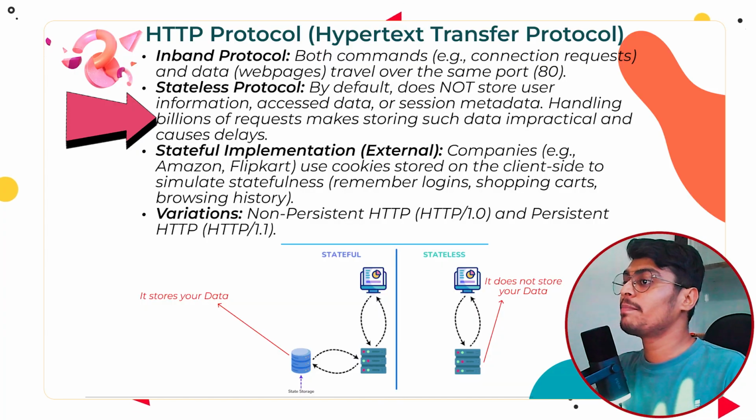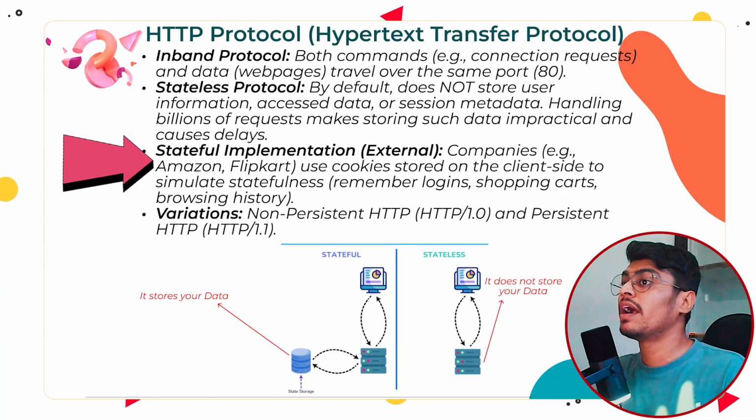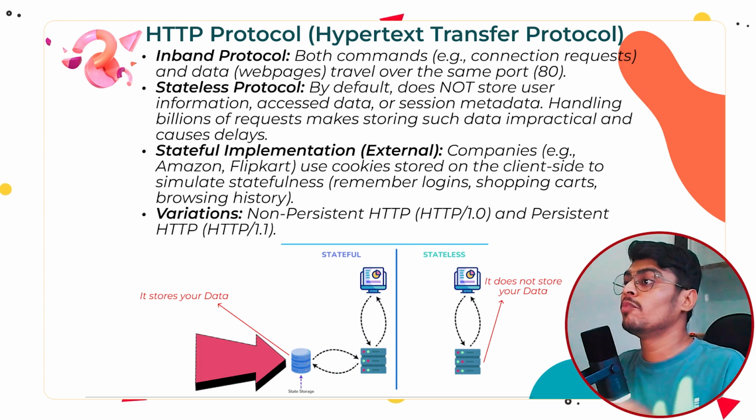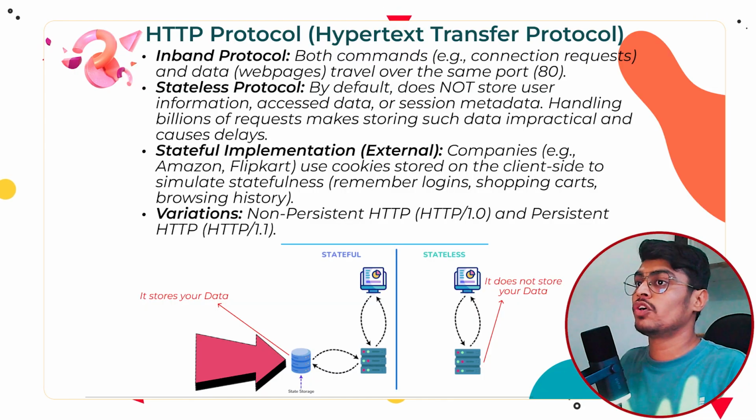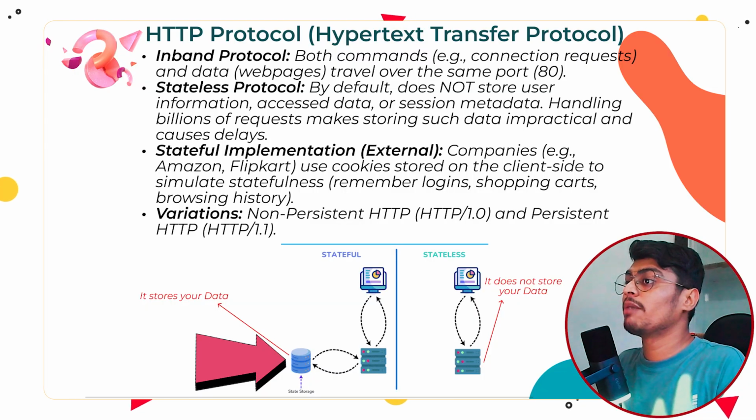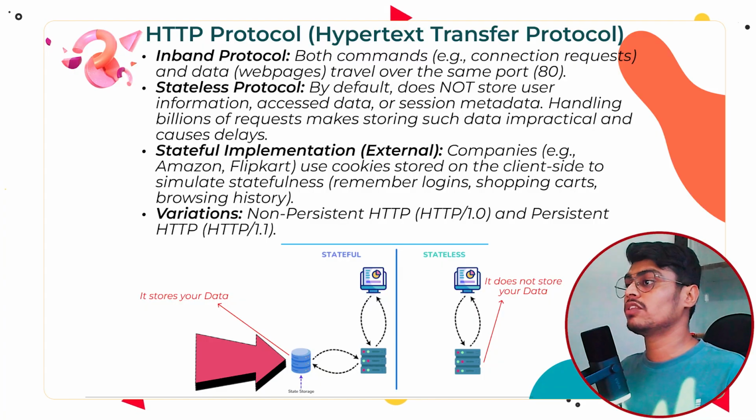But there are many companies like Amazon, Flipkart. These companies use the concept of cookies. They keep cookies in which all the information is stored. For example, when you open Amazon and check a product and then close it, what will happen? The information will be saved in cookies. So by default, HTTP is stateless, but many companies try to make it stateful on their end, for example through cookies.